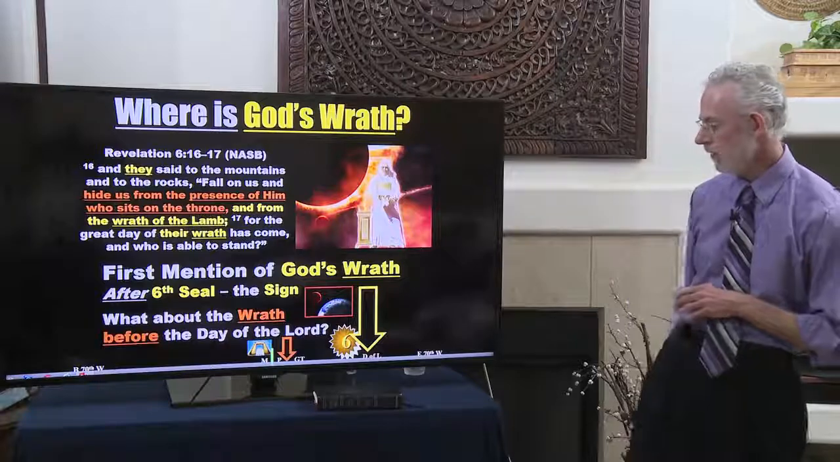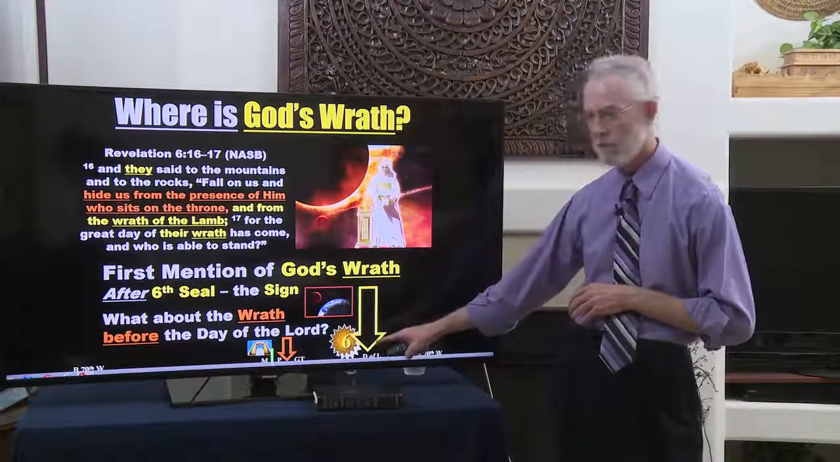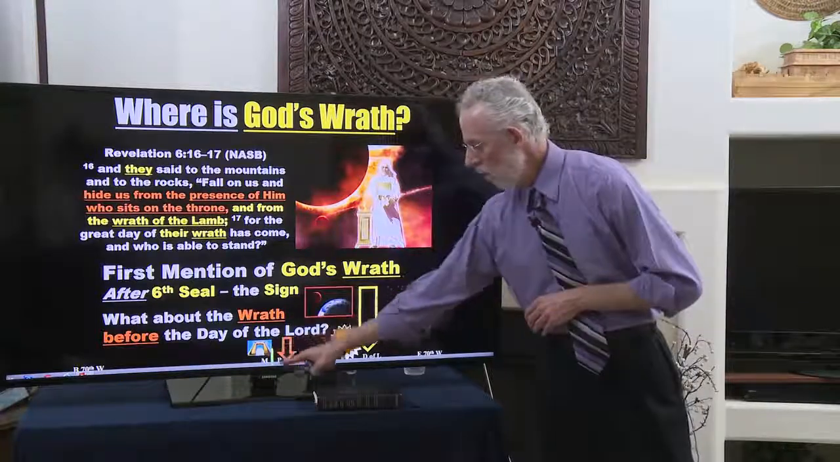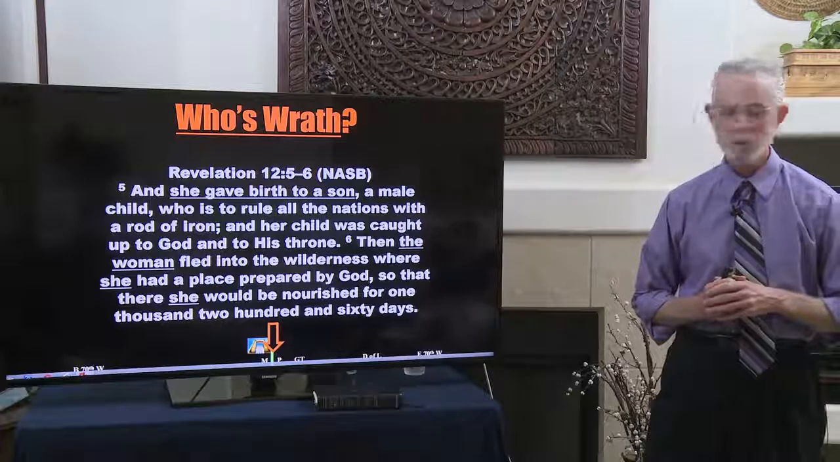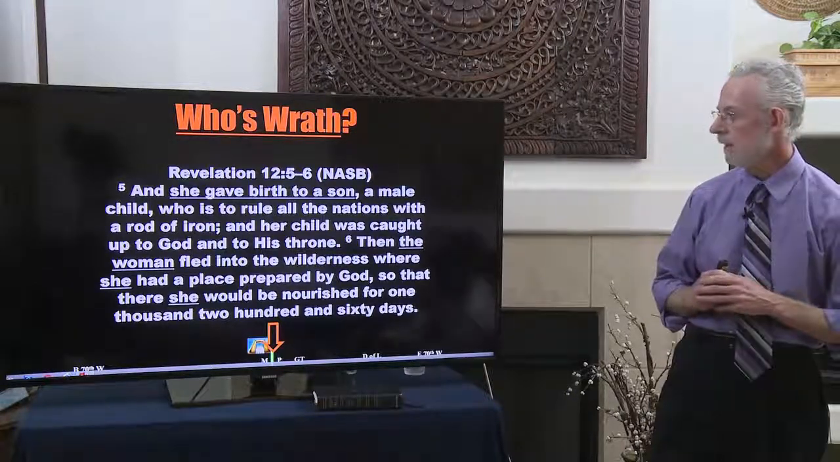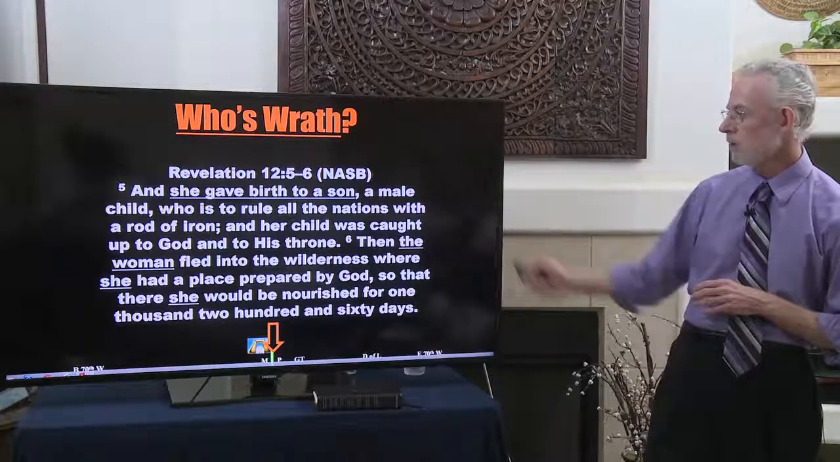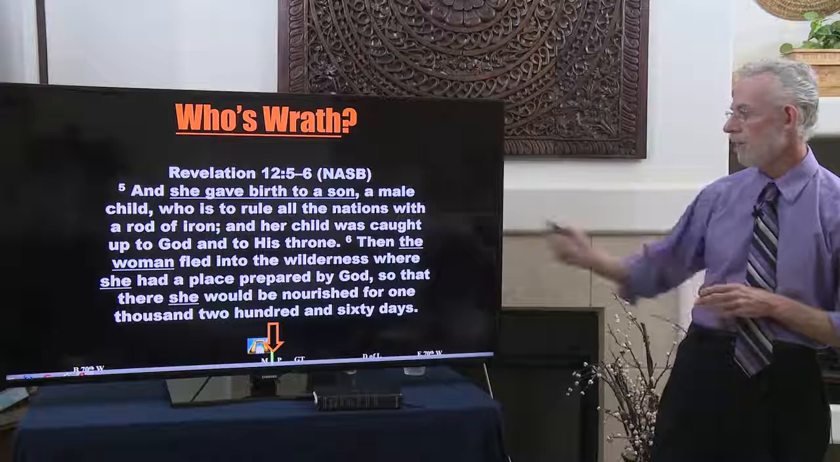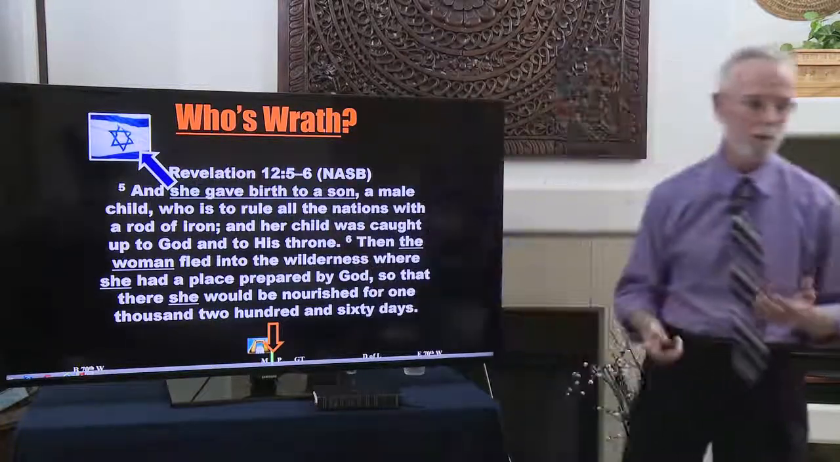Well, that leads us again to, what about this wrath? If God's wrath doesn't start till over here after the sixth seal, what is going on here at the midpoint? Whose wrath is that? Well, we're not left with the mystery here. Going back to the book of Revelation, remember what the Apostle John said? John said, she gave birth to a son, a male child who's to rule all the nations with a rod of iron, and the child was caught up to God in his throne. So she gave birth to a son. Who gave birth to a son?